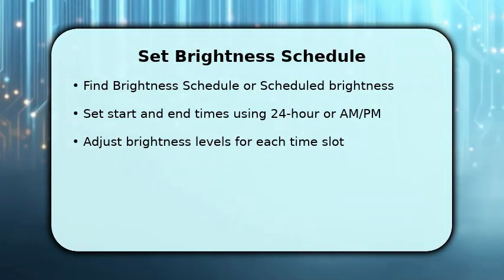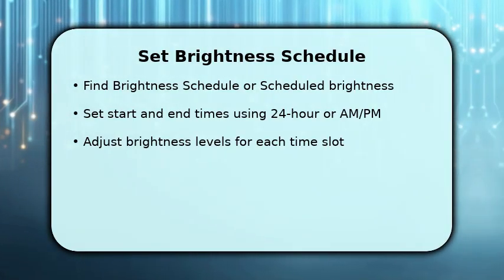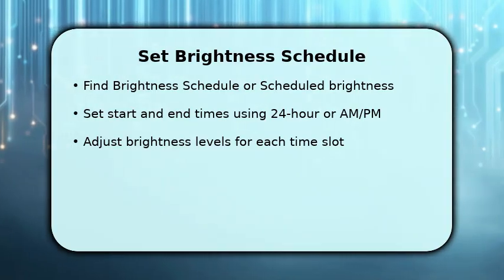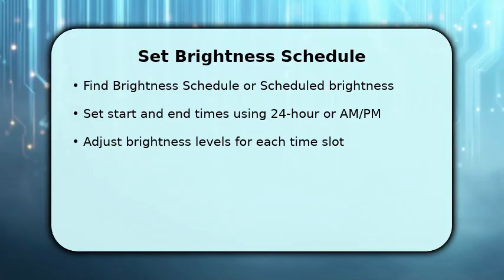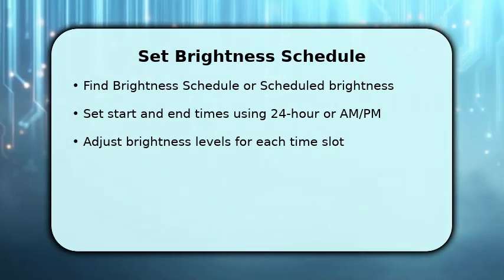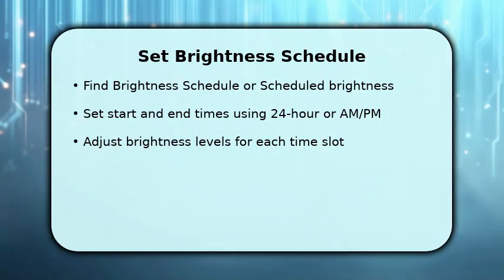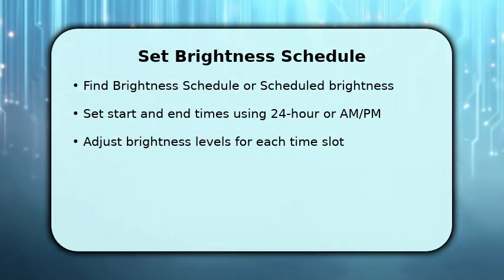You pick a start time and end time, use 24-hour or AM/PM that matches your phone settings, and then set the desired brightness level for each slot using the slider. Make sure to name the schedule if offered so you can identify it later.